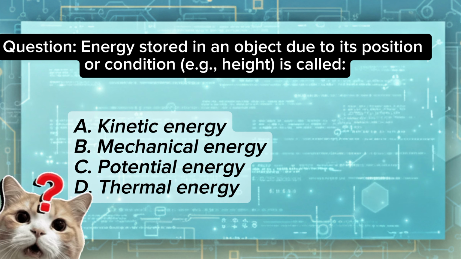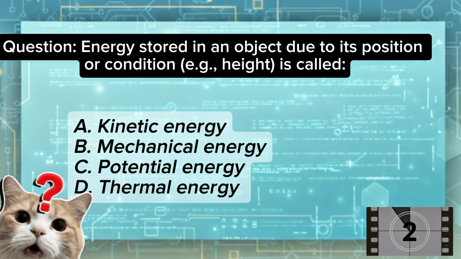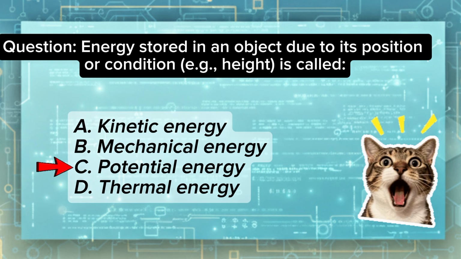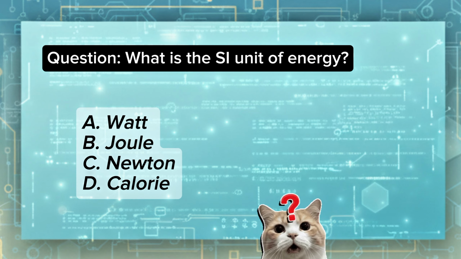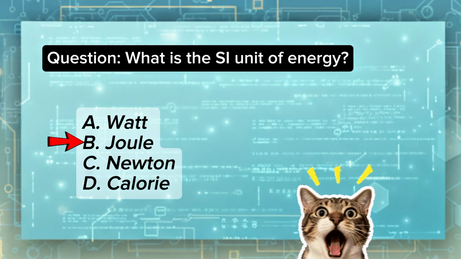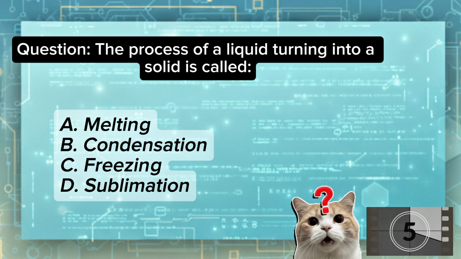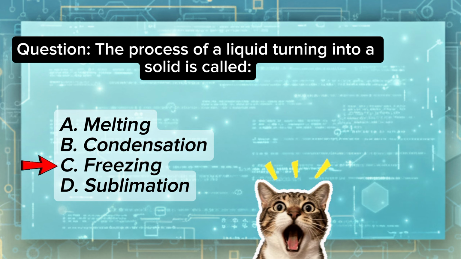Energy stored in an object due to its position or condition, e.g. height, is called? Answer: potential energy. What is the SI unit of energy? Answer: joule. The process of a liquid turning into a solid is called? Answer: freezing.